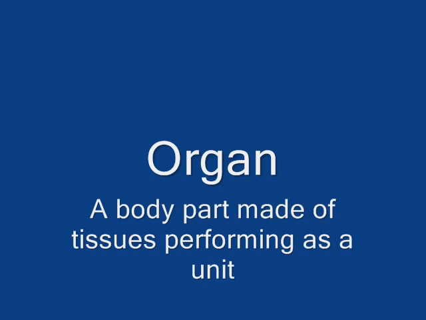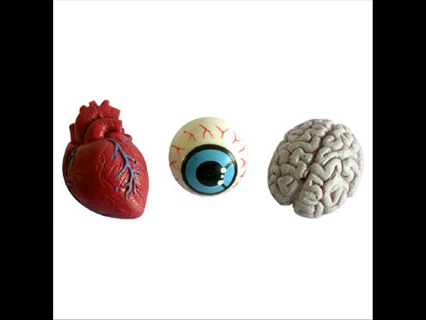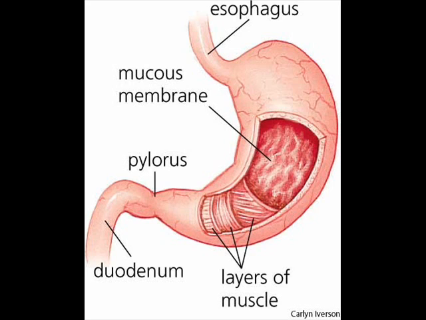Organ, a body part made of tissues performing as a unit. Examples in the human body would be the liver, stomach, gallbladder, kidney, lung, brain, eye, and ear, just to name a few. The stomach, as you can see, contains mucous membranes, nerves, and layers of muscles, all working together to help digest food in this organ.